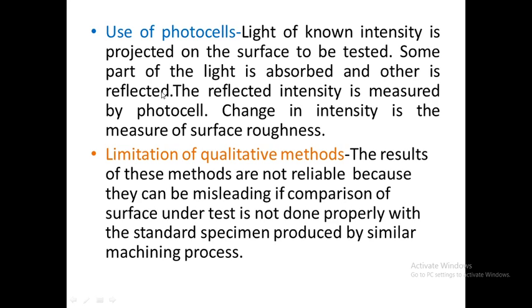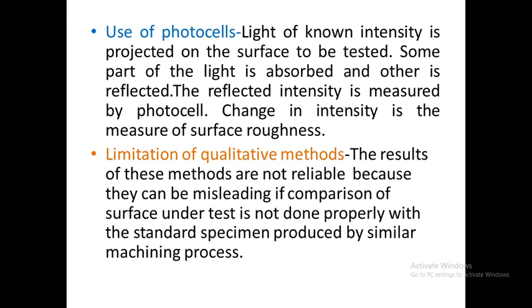So when the light is projected on the surface, some part of the light will be absorbed, whereas some other will be reflected. The more the surface is finished, the more the light will be reflected. So the reflected intensity is measured by the photocell. Change in the intensity is a measure of surface roughness. So whatever the change in the intensity will be, it will indicate the measure of the surface roughness.